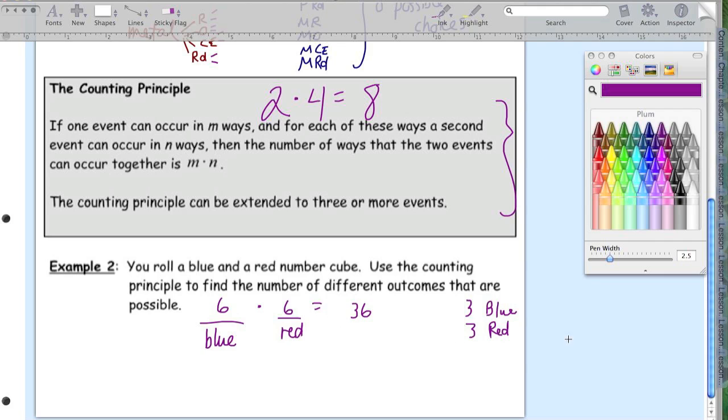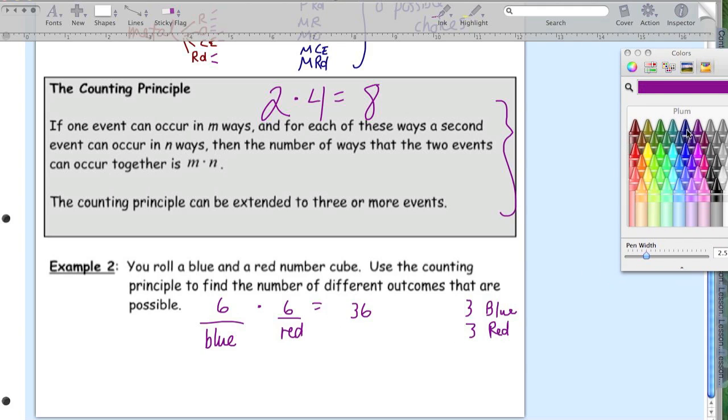And the reason is, and I'll even use some colors here, if we have a blue cube, we could get a 1, a 2, a 3, a 4, a 5, or a 6. Then if, say, we rolled a 1 first on the blue cube, we could roll 1, 2, 3, 4, 5, or 6 on the red cube. Maybe we rolled a 2 first on the blue cube. Then we could roll 1, 2, 3, 4, 5, 6 on the red cube. Maybe we rolled a 3 first. Then you can roll 1, 2, 3, 4, 5, 6, and so on. And when you added all those up, you'd get 36. But it's a lot easier to just say event times event and get your answer.